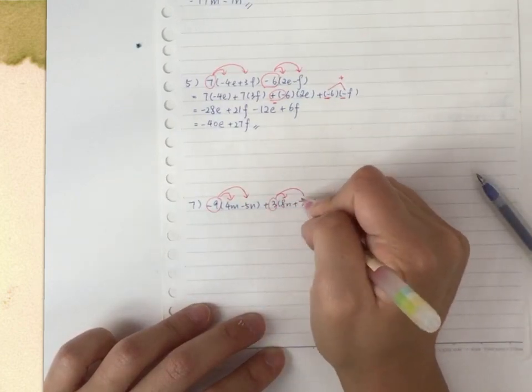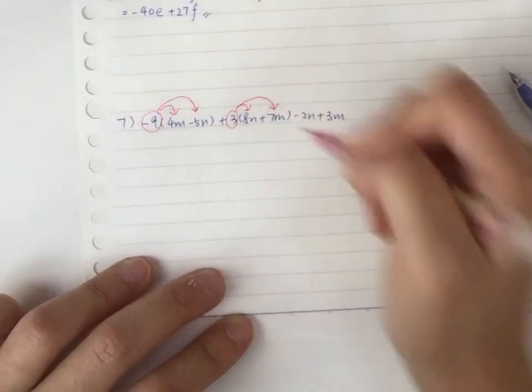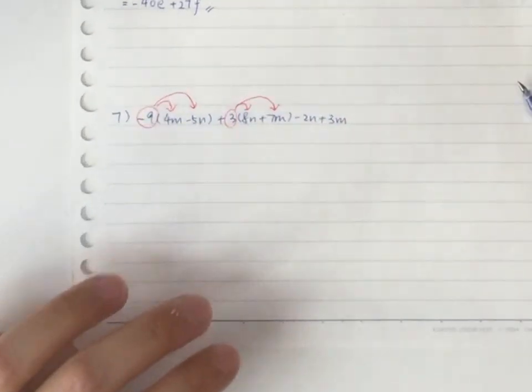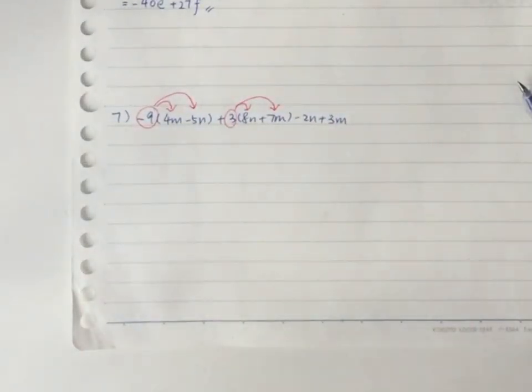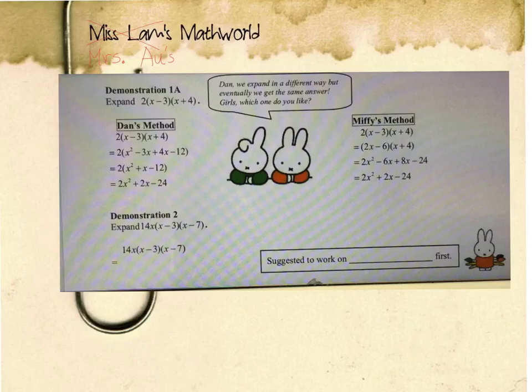Finally, we go to question 7. In question 7, you can see the first term we get is negative 9, so we need to handle it with care. So try to work it out at home and check the answer later on. Please go to page 25. We will look at demonstration 2 and demonstration 4.